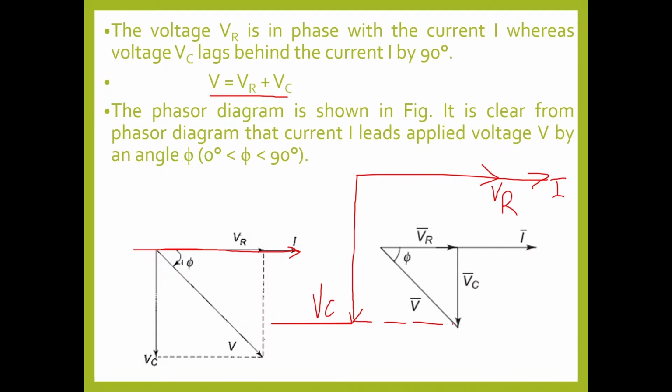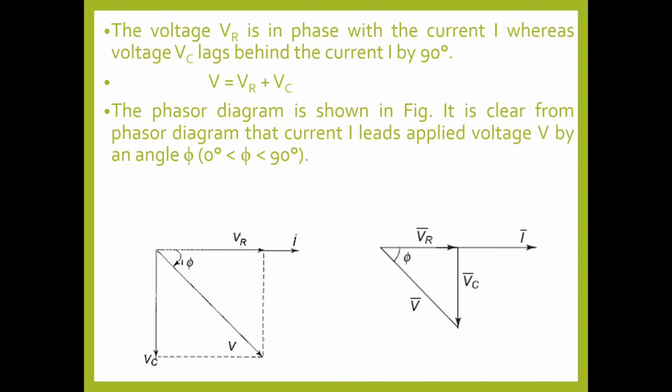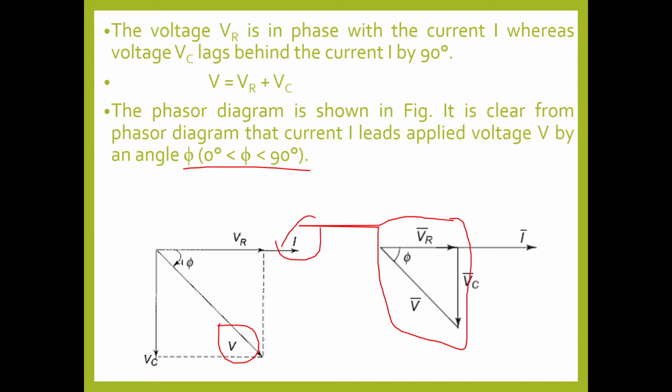Draw a dotted line from the tip of VC to the tip of VR. From the origin, draw a straight line. What is this? This is nothing but V. So the angle between I and V, let us assume, is phi. So this is the phasor diagram of the RC circuit. Here, the angle between voltage and current, V and I, will always be less than 90 degrees. This part you can call the voltage triangle.